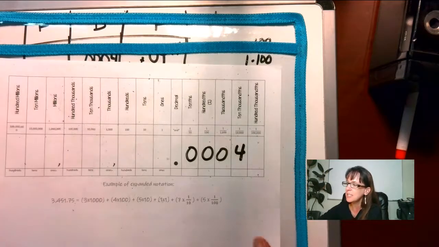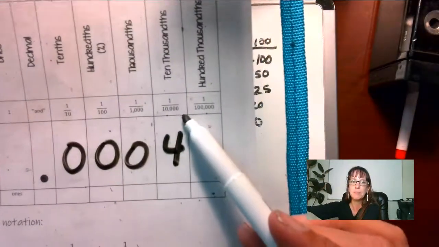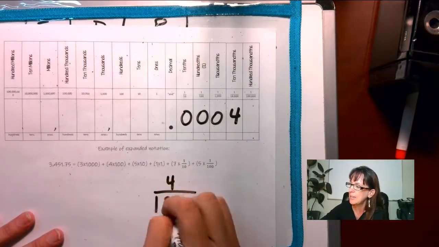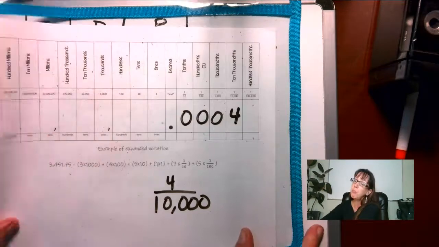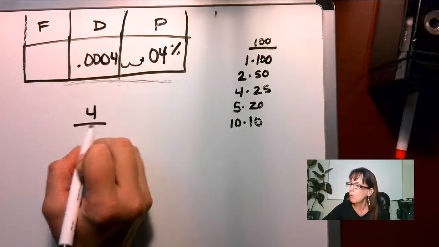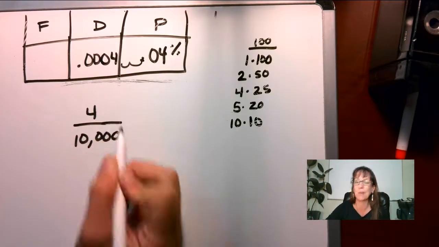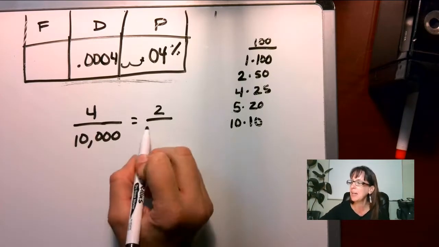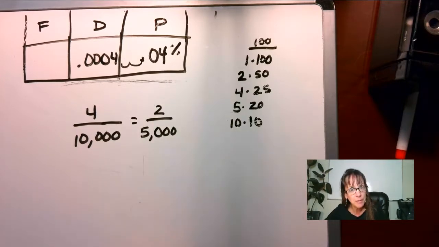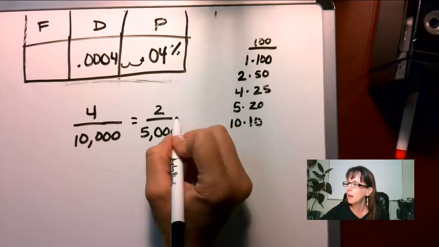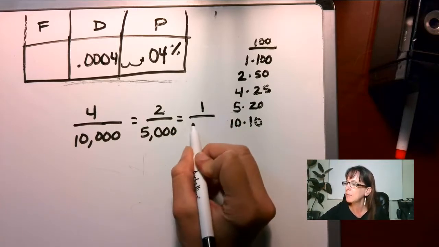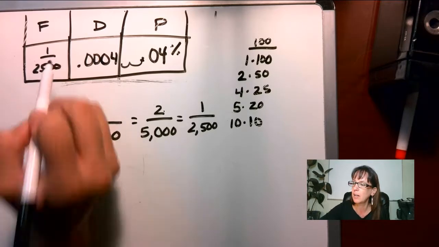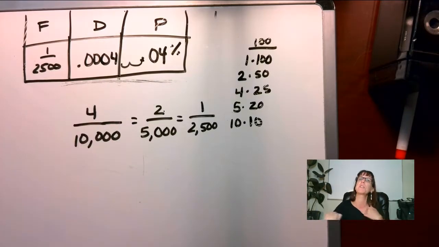There's a 10,000 right here. So it's going to be 4 over 10,000. But that's our fraction form, right? Again, we got to reduce. Those are both even numbers, so let's cut them in half. That's going to be 2, and half of 10,000 is 5,000. Those are both even numbers, so let's cut them in half again. Cut this in half, we get 1. Cut this in half, we get 2,500. So 1 over 2,500. Okay, so that's dealing with a percent that's smaller than 1. That's a really tiny percent, right?